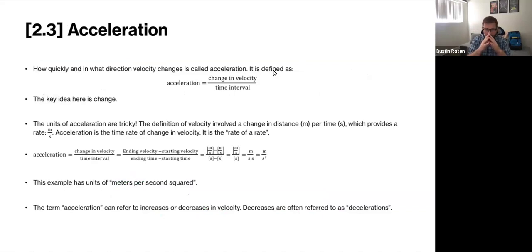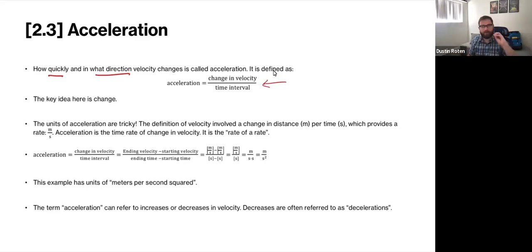So basically the whole idea here is acceleration is how quickly and in what direction velocity changes. Okay, that's our definition of acceleration. And you'll notice this looks similar to what we've been using. It's also a rate, but it's a little more complicated rate because we have a change in something. It's not like a change in distance like velocity, but it is a change in velocity over some time interval. So the key idea here is change, and the units of acceleration are a little weird.